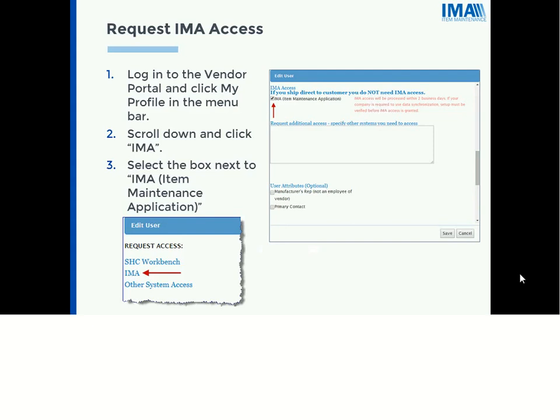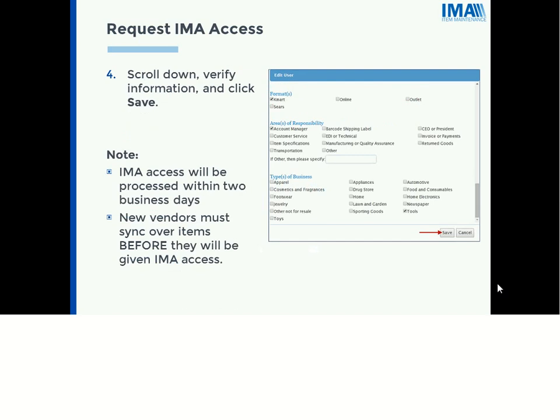If you have an ID but you don't have access to IMA and you've been using someone else's ID to access IMA, this is how you would request access. You would log into the vendor portal and click My Profile in the menu bar, and then scroll down and click IMA, and then select the box next to Item Maintenance Application. Verify all the information and then click Save. And then access will be processed within 2 business days.